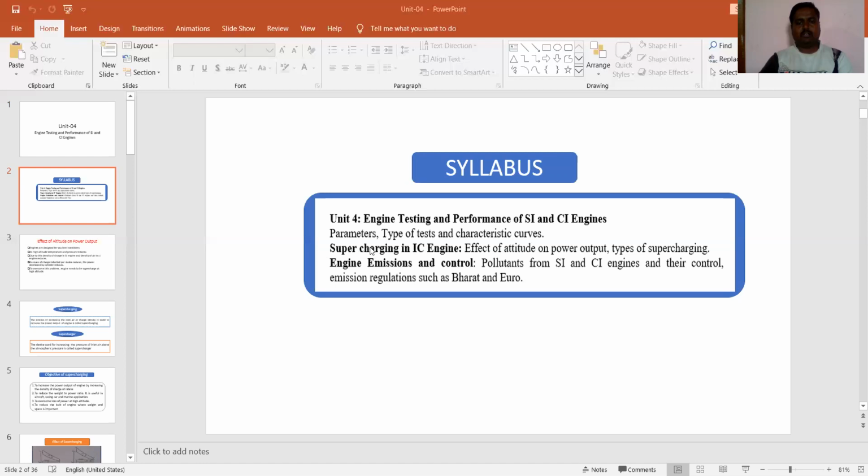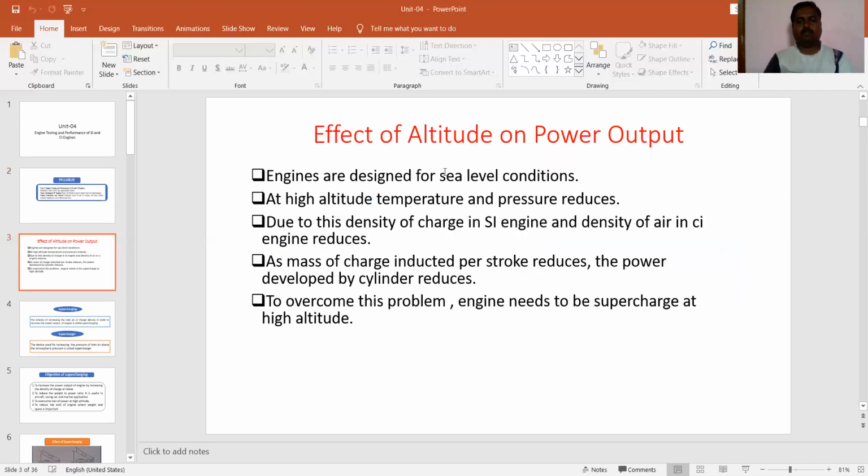Okay, this part consists of the effect of altitude on power output, and the second one is types of supercharging. Next point, effect of altitude on power output. Generally, the power developed by the engine is utilized for various purposes, but the power developed by the engine depends on some parameters, and this power varies according to altitude. In this point we are going to study what is the effect of altitude on the power output.